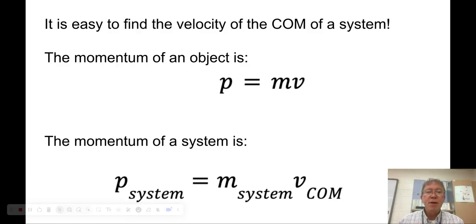So here's the thing to keep in mind. I think all of you by now know that the momentum equation is momentum equals mass times velocity. That's for one object, right? If I want to know the momentum of an object, I have to know its mass and its velocity. But I can do the same thing for a two-object system. In that case, I just put the word system after each of these things. So the momentum of the system is equal to the mass of the system times the velocity of the system. And the velocity of the system is the velocity of the COM, the center of mass.